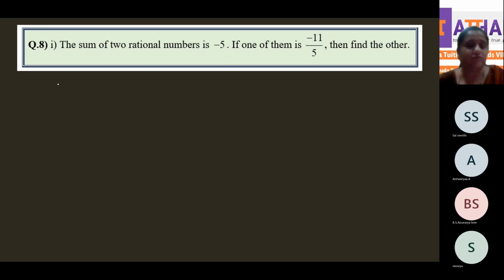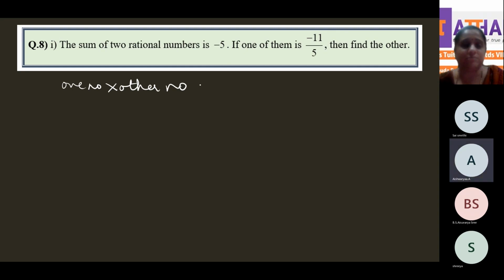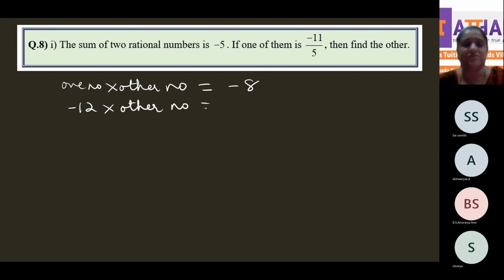Fine. The product of two numbers is minus 8, so one number into the other number is equal to minus 8. One of them is minus 12. So minus 12 into the other number is equal to minus 8. I got 2 by minus 3, okay, let's check.